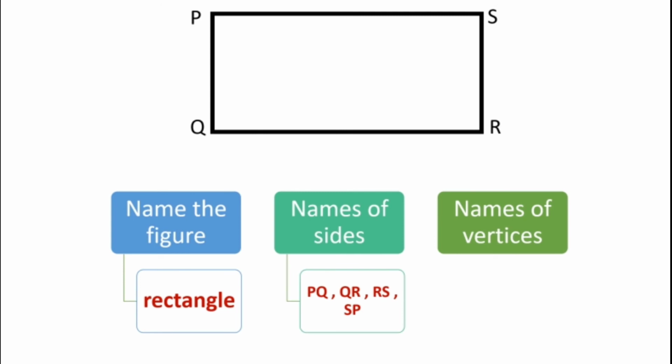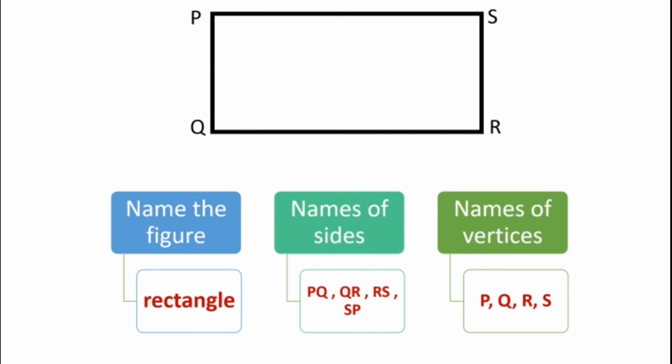Now the names of the sides. We have already named it PQRS. The sides of the figure are PQ, QR, RS and SP, and the vertices are P, Q, R, S. Yes, these are the vertices of this figure.